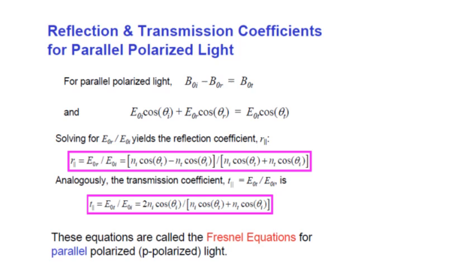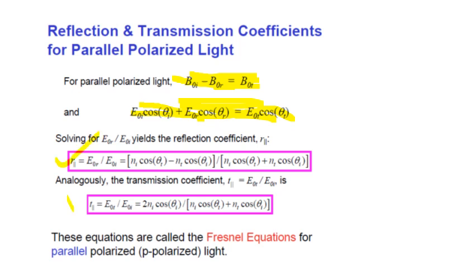Reflection and transmission coefficients can be obtained for parallel polarized light in the same way as we did in the past. For parallel polarized light, the B0 component should be equal to B0I minus B0R, which should be equal to B0T. Similarly, as we did for the cos component of the magnetic field previously, this time we will do it for the electric field, because we are assuming that this is parallel. If we solve this for E0I, then we can get the transmission and reflection coefficients.